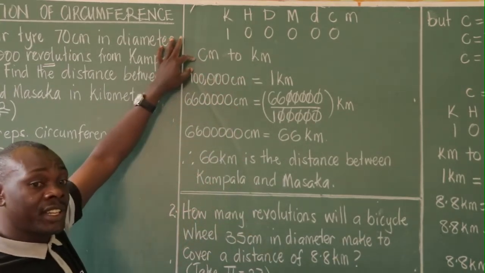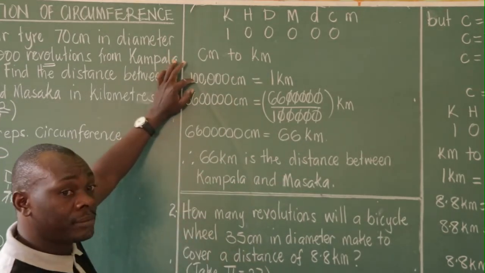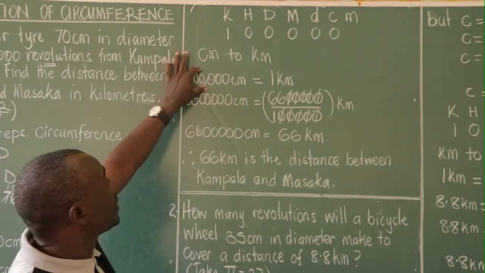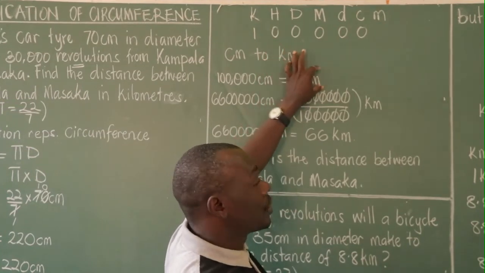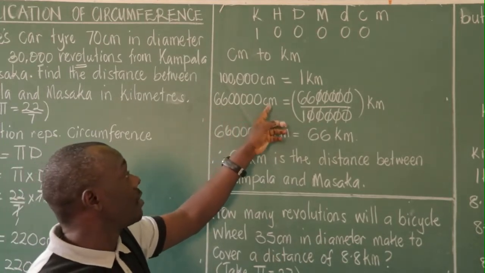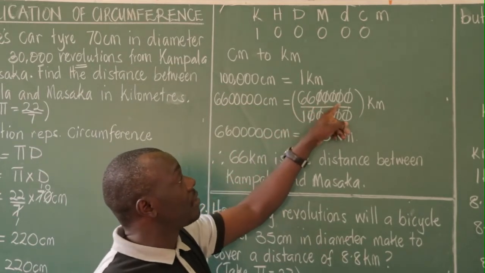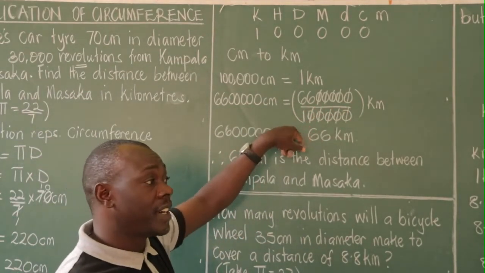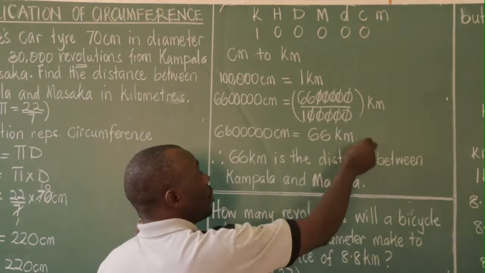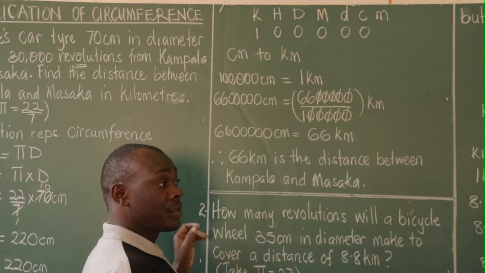Now convert, having developed that fact from King Henry's daughter Mary drank cold milk, that 100,000 centimeters are equal to 1 kilometer. What about the distance we have got in centimeters, which is 6,600,000 centimeters? That will be equivalent to 6,600,000 divided by the fact, which is 100,000. Answer in kilometers, then you divide. So we go on cancelling off the zeros, and whenever you cancel off zeros, you're actually dividing by 10.